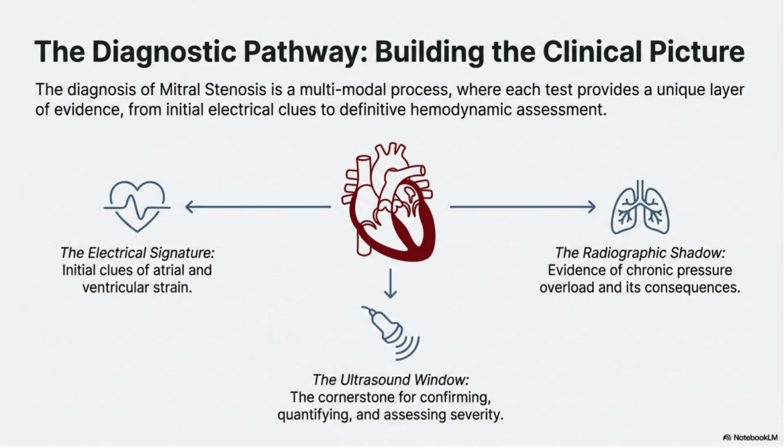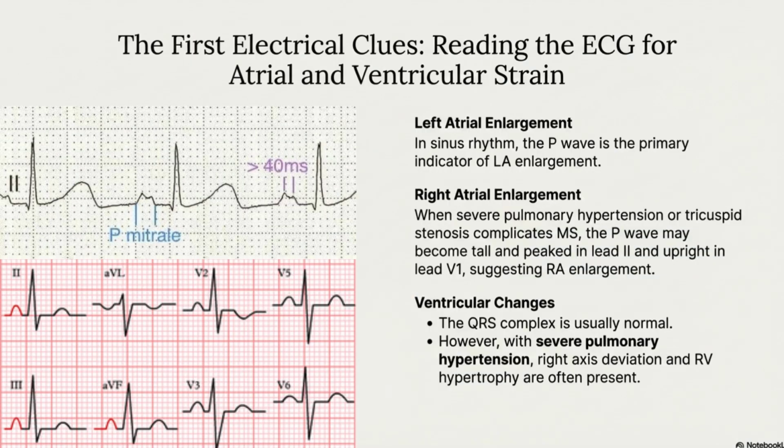The physical exam gives us these incredibly strong clues, but modern diagnosis really relies on imaging and electrical signals to confirm severity and, importantly, plan an intervention. Let's start with the electrocardiogram, the ECG. What can the P wave tell us?